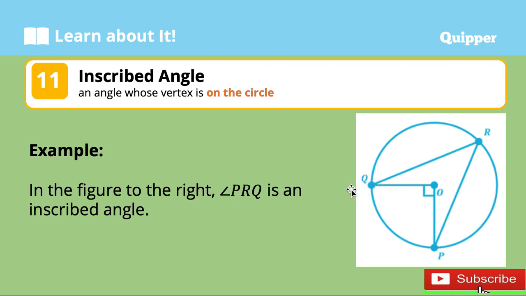For example, in the figure, angle QRP or PRQ is an inscribed angle because the vertex can be found on the circle. Again, this is an inscribed angle because the vertex is on the circle.